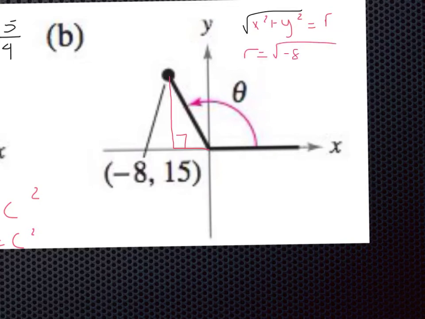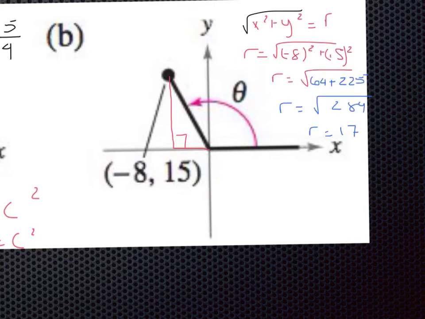Negative 8 squared plus 15 squared. R equals the square root of. Alright, and we end up with the solution here. Again, 8 squared is 64, 15 squared 225. We get 289, the square root of that is 17. Notice that I didn't write plus minus, I just kept the positive because we're talking about distance, right?